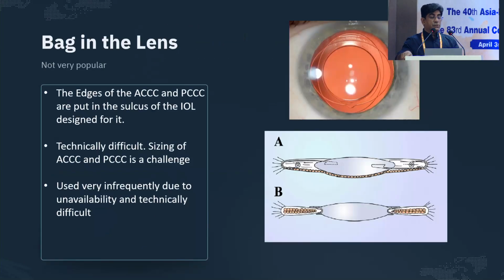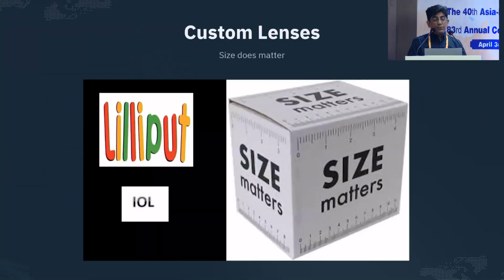Bag in the lens was very popular when it came as an idea. It was wonderful. The idea was that both anterior and posterior capsule should be put in a small sulcus which was there at the edge of the lens. The problem is that right now I don't think it is available in our country, but technically it is difficult because you have to size up the anterior capsule and posterior capsule. They have small haptics also which do stabilize the lens till the fibrosis sets in. So I have not really used it. I think Ramesh has used it in some of the cases, but technically it looks difficult.